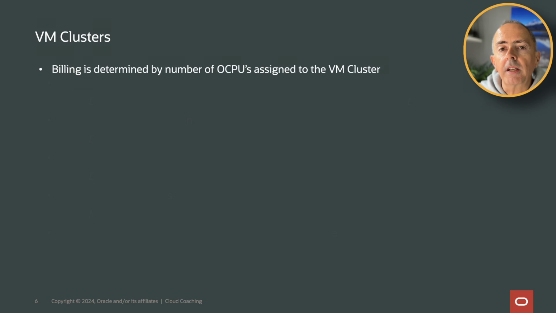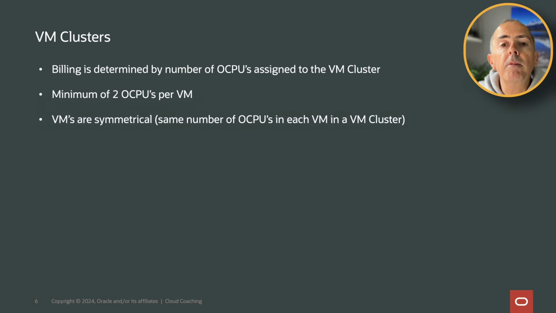Now, with a VM cluster, it's important to remember that the database service that you consume is built on the allocation of OCPUs to the VM. Typically you want to consolidate multiple Oracle databases into VM clusters to get the most efficient use of the resources and smooth out the peaks and troughs of the workloads. So you want to size your VM cluster to meet the workloads whilst also keeping the cost down. Now, there's a minimum of 2 OCPUs per VM, which is to run the VM and the grid infrastructure software. And the VMs are symmetrical, so you have to have the same number of OCPUs in each VM within the cluster.